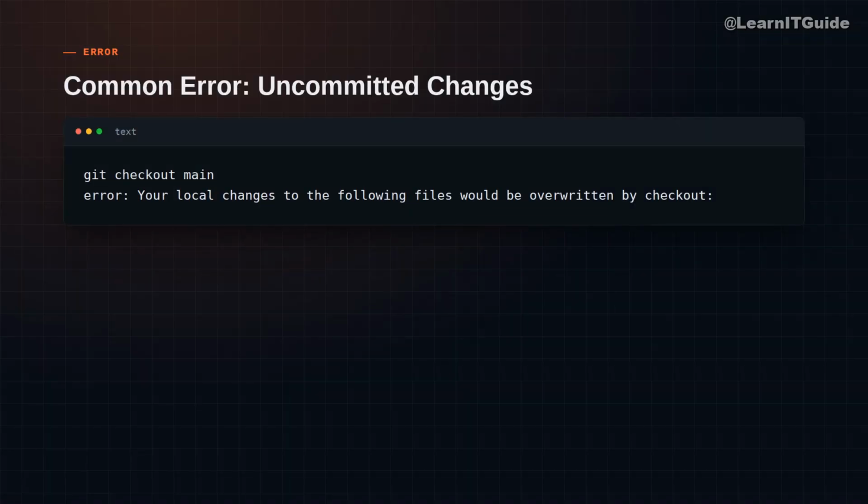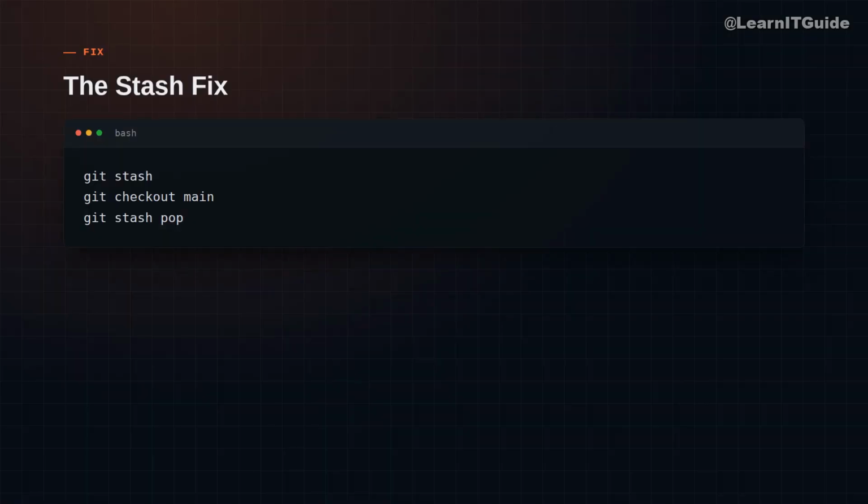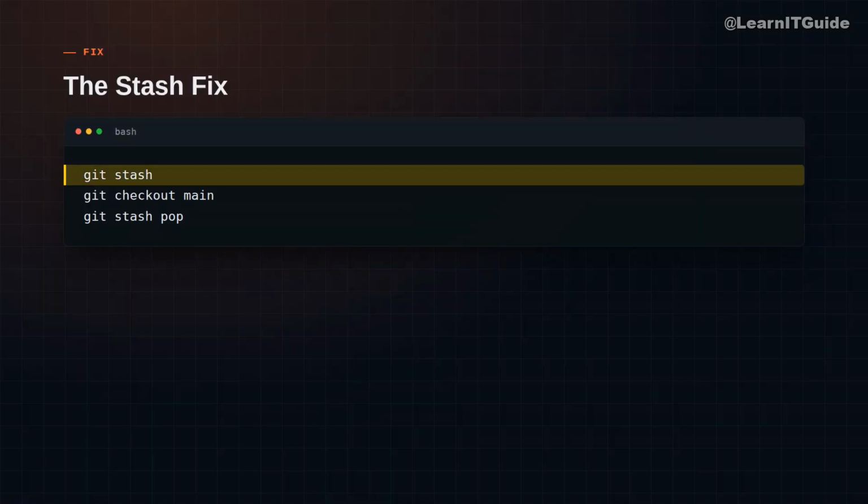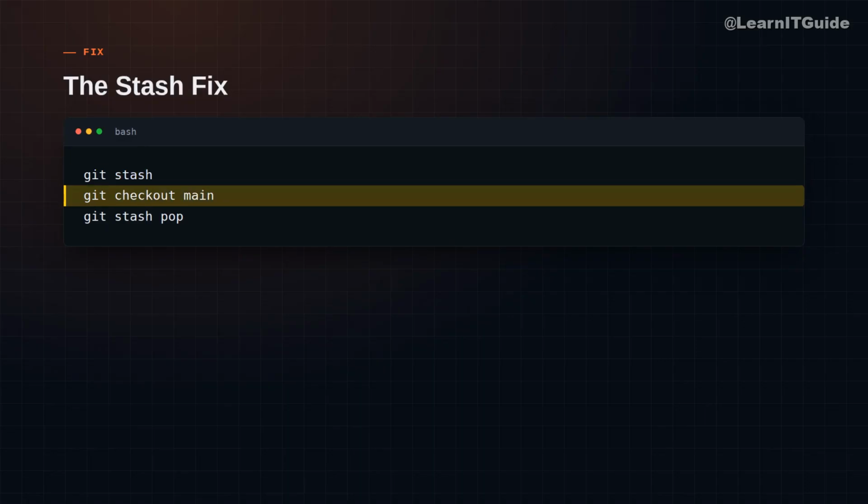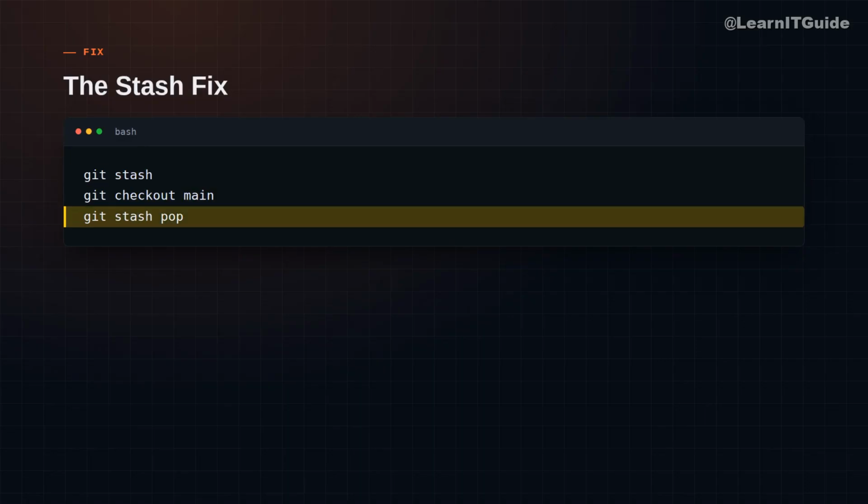So why does this error happen? You tried to switch branches while having uncommitted changes. Git refuses to switch because it does not want to overwrite your work. The fix is either to commit your changes or stash them. Use the stash command to save your current work in a temporary area. Once you switch branches and come back, run stash pop to restore your progress. It is the cleanest way to handle interruptions.